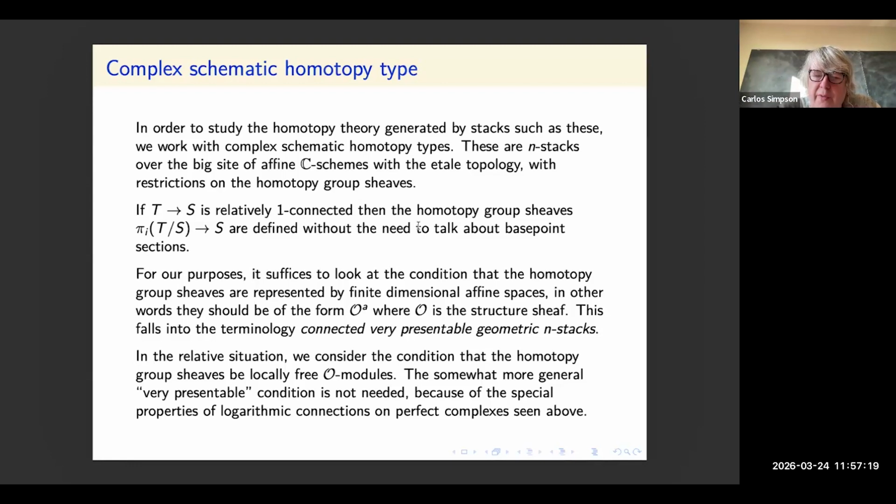And so what do we make as a condition? In our case, it suffices to make the condition that the homotopy group sheaves should be represented by finite dimensional affine spaces, vector spaces, in other words. Another way of writing this is you take the structure sheaf over the big site and take powers of the structure sheaf locally.